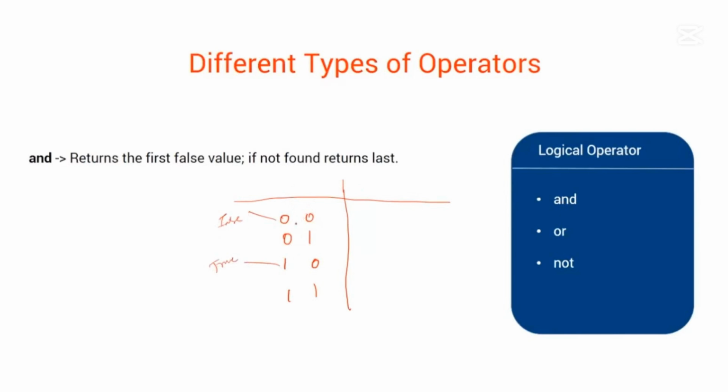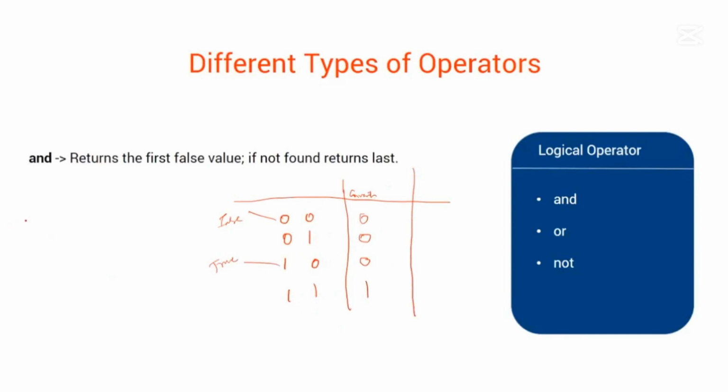The result of the AND operator on the first one, 0 and 0: since both are false, the AND operator will return false. For 0 and 1, in this case too the AND operator will return false. For 1 and 0, the AND operator will return false. For 1 and 1, since both the inputs are true, the AND operator will return true. So this is when the AND operator works in the conventional way.